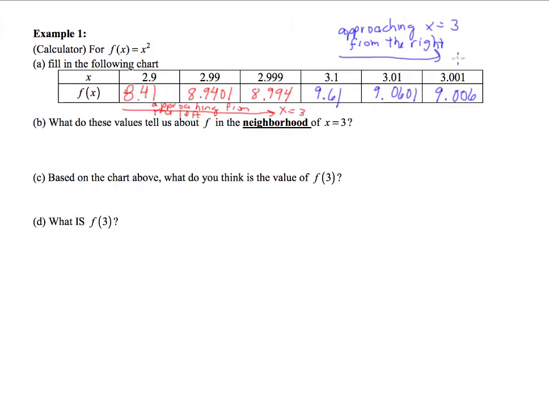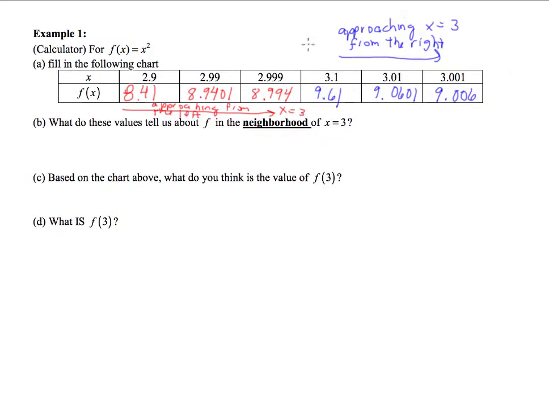All right, let's look at part B. What do the values tell you about f in the neighborhood of 3? So that means numbers very, very close to 3. I'm looking at, as my x is getting closer and closer to 3 from the left-hand side, I notice my y values are getting larger and larger, and they're getting closer to, looks like, about a 9, because I got 8.94, then I got an 8.994. So I'd say those are getting close to 9.